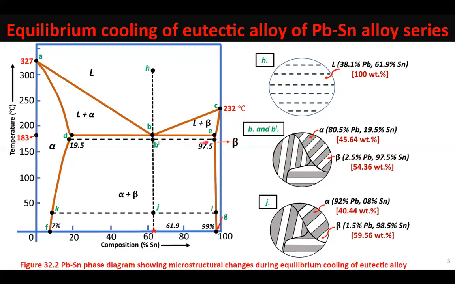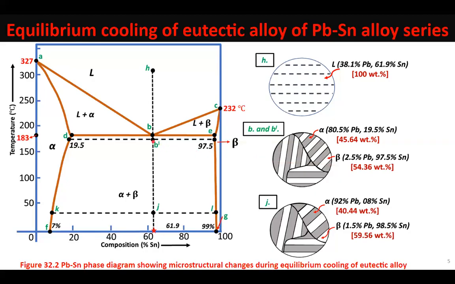Here also you can see, at point B, as I have written, slightly below point B, and at B dash, the microstructure is shown here. In other words, you can say that 100% of this microstructure comprises eutectic alpha and eutectic beta. So 100% microstructure is 100% eutectic mixture, and in that 100% eutectic mixture, about 45% is alpha, another 55% is beta.